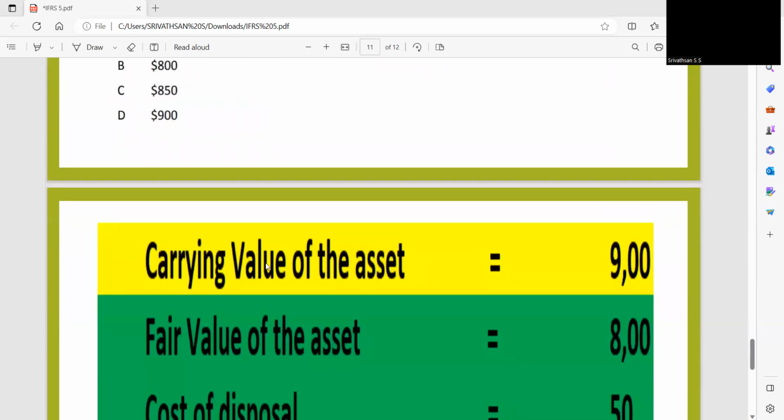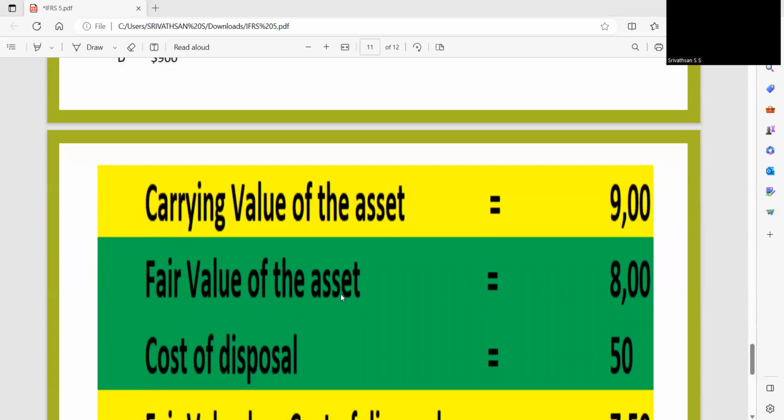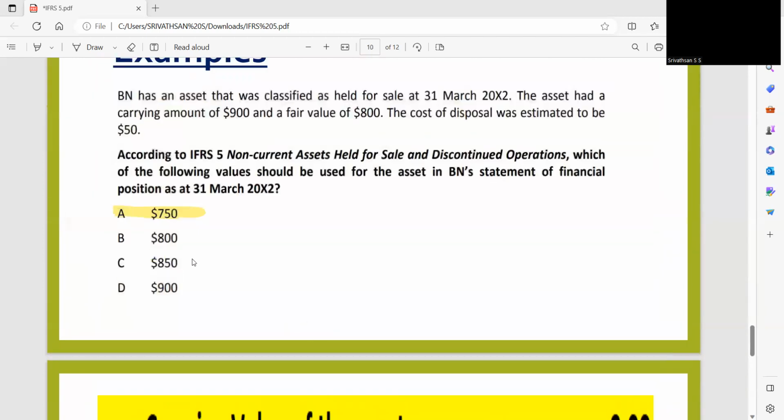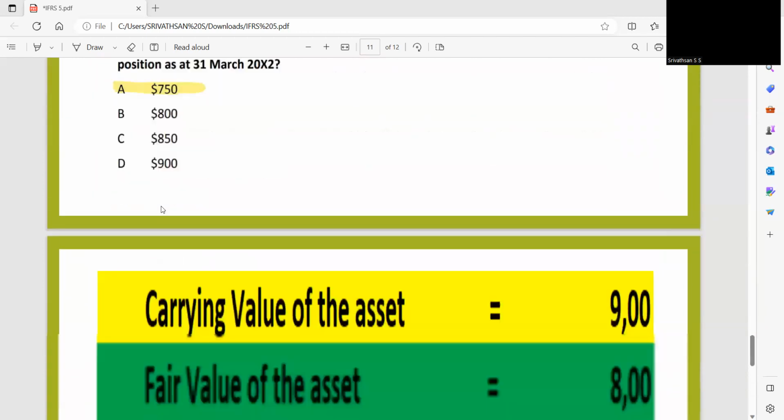So first we need to calculate the carrying value. Here they have already given the carrying value. Fair value of the asset is also given. Cost of disposal is also given. Fair value less cost of disposal is 750, which is nothing but the difference between 800 and 50. It gives you 750. Now compare the carrying value of the asset and fair value less cost of disposal, which is lower. Fair value less cost of disposal is lower. So in the statement of financial position, the non-current asset held for sale should be recorded at $750.